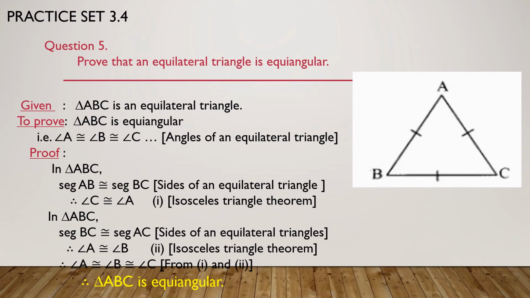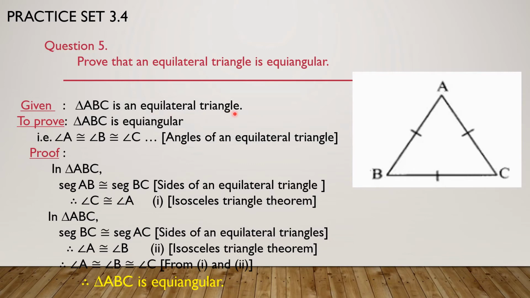Question number 5. Prove that an equilateral triangle is equiangular. First, you have to draw an equilateral triangle ABC. And we know that in an equilateral triangle, three sides and three angles are equal. First, write given. Triangle ABC is an equilateral triangle.